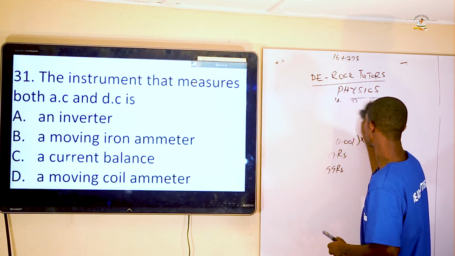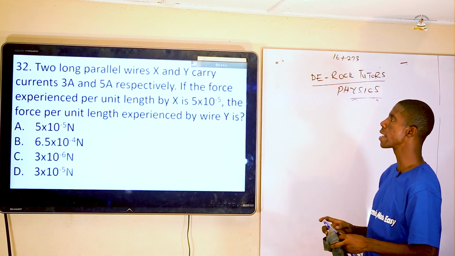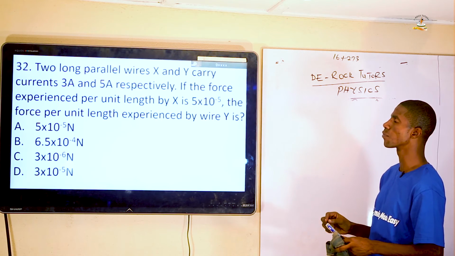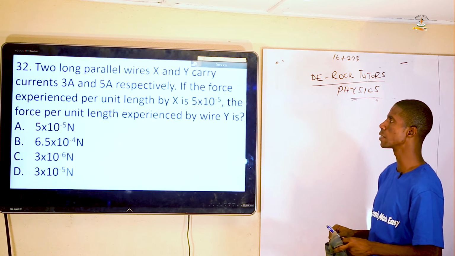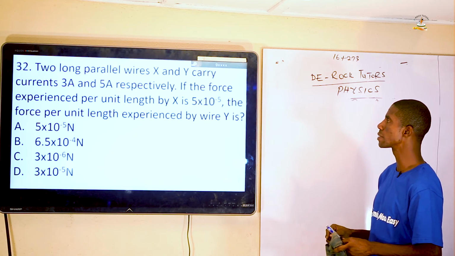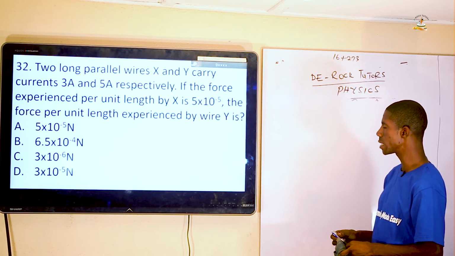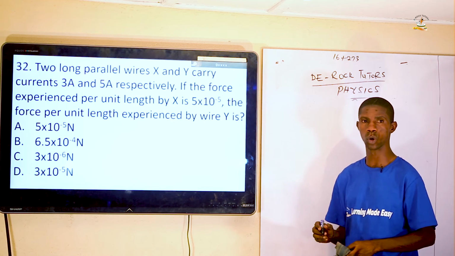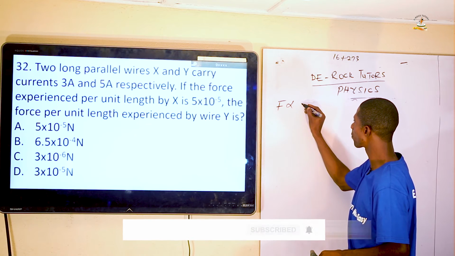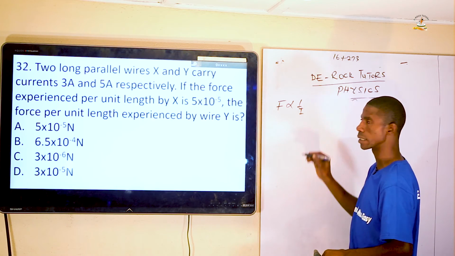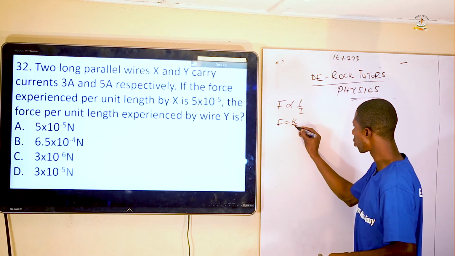Then we go to the next question, where we have two long parallel wires X and Y carrying currents of 3 ampere and 5 ampere respectively. If the force experienced per unit length by X is 5 multiplied by 10 to the power minus 5, then the force per unit length experienced by wire Y is asked. Then we have to relate our force to current. And here, force is inversely proportional to current. In that case, if I remove the sign of proportionality, I will have K over current.